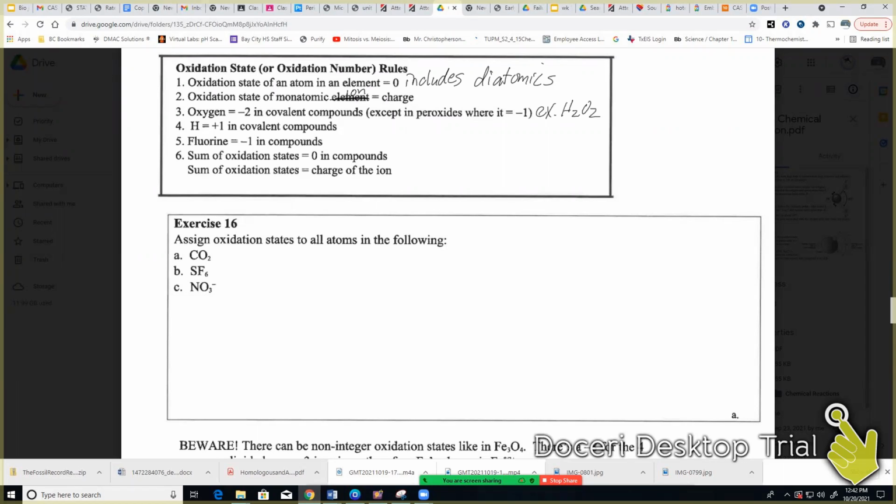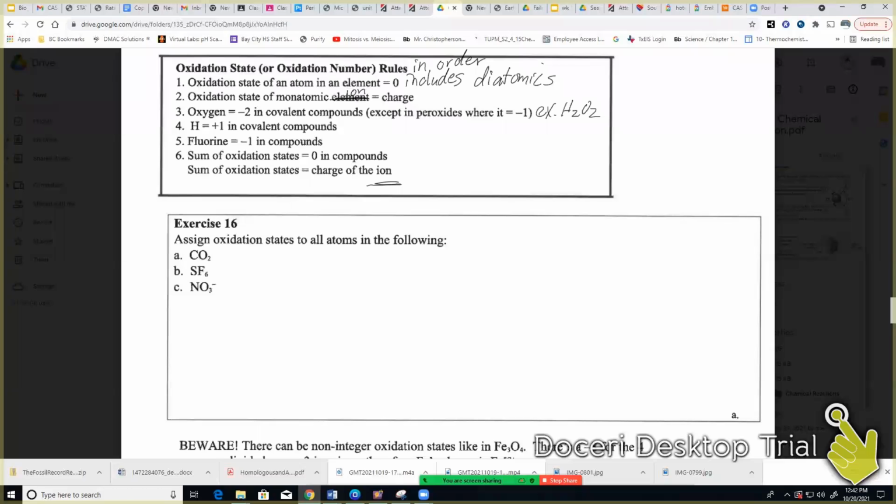The sum of the oxidation states in a neutral compound should be equal to 0, and the sum of the oxidation states if it's an ion should be equal to the charge of that ion, like for polyatomics. So like I said, a lot of things are going to be very similar to whenever we talked about the charges. And you want to use these rules in order. So you want to start with number 1, and move on down.